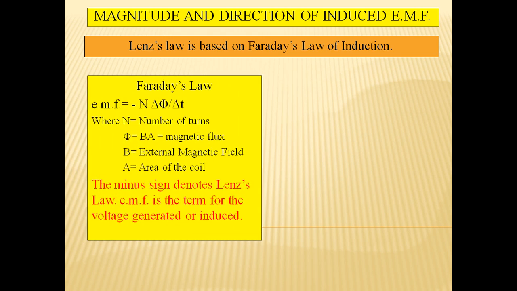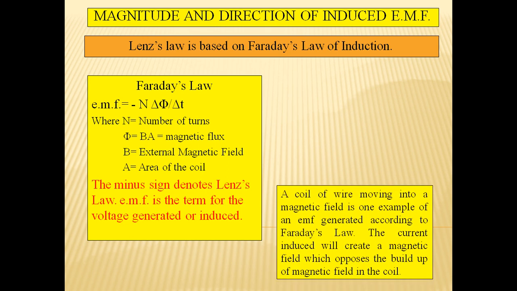Lenz's law is based on Faraday's law of induction. According to Faraday's law, EMF is given by minus n delta phi by delta t, where n is the number of turns of the coil, phi is equal to BA, and that is called magnetic flux, where B is the external magnetic field and A is the area of the coil. The minus sign denotes Lenz's law.